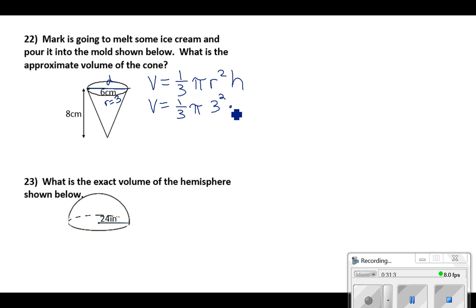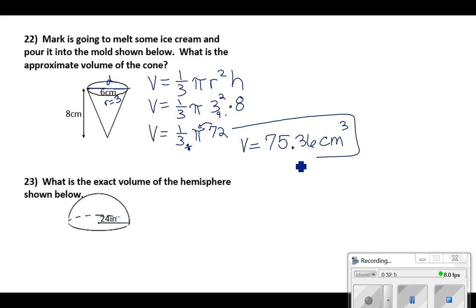So let's substitute all of our numbers in. R is 3 times 8. And we're going to square and then multiply. This would be 9 times 8. So that's going to be 72. Now all you have to do is multiply 72 times pi and then divide it by 3. And we're looking for approximate, so that's why we had to multiply it by pi. And we would end up with 75.36 approximately centimeters cubed.